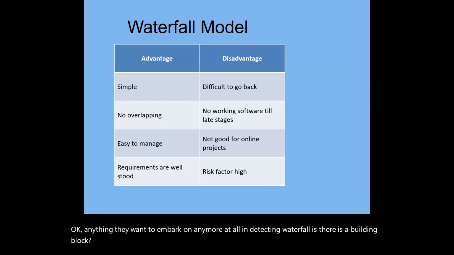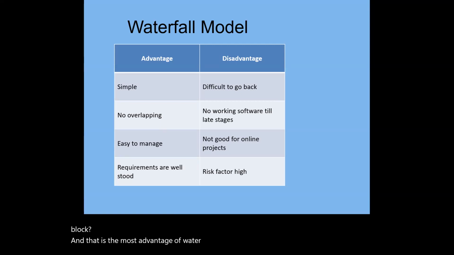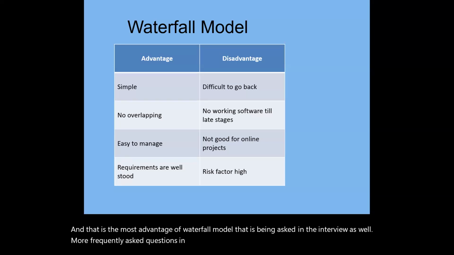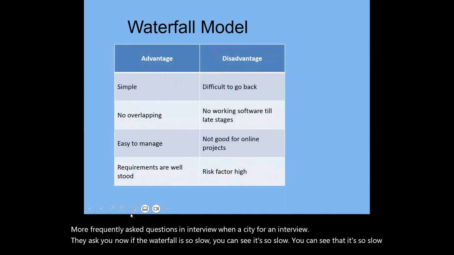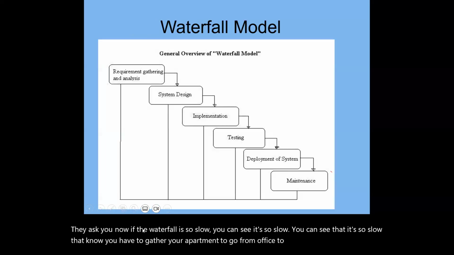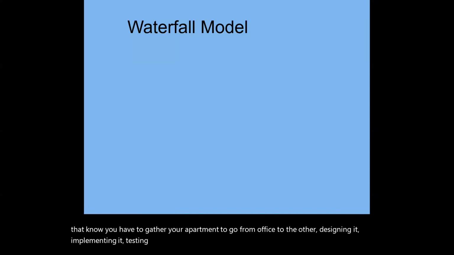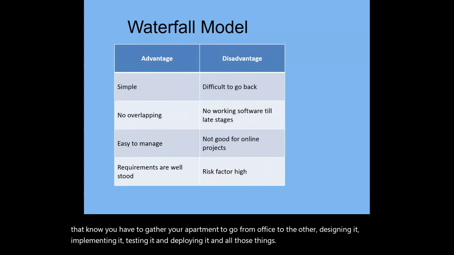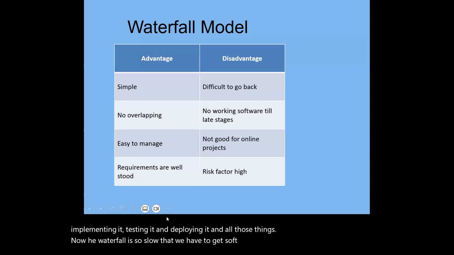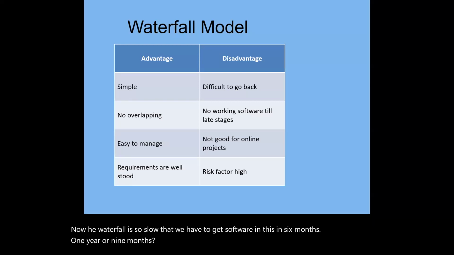And that is the most important advantage of the waterfall model, and it is asked in the interview as well. It's one of the more frequently asked questions when you're sitting for your interview. They ask you, if the waterfall is so slow, you have to gather your requirements to move from one phase to the other, designing it, implementing it, testing it, and deploying it, and we have to get software in 6 months, 1 year, or 9 months, so what is the importance of the waterfall model? A question like this pops out in the interview.